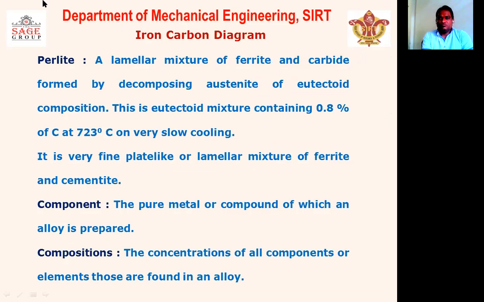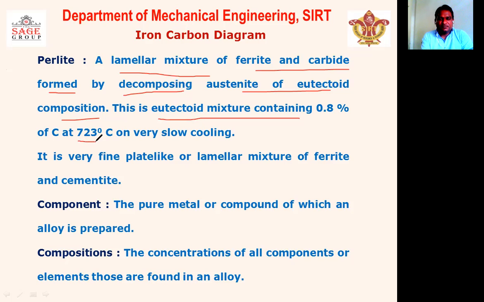Pearlite, what do you mean by pearlite? A laminar mixture of ferrite and carbide formed by decomposing austenite of eutectoid composition. This is the eutectoid mixture containing 0.8% of carbon at 723 degrees Celsius on very slow cooling.